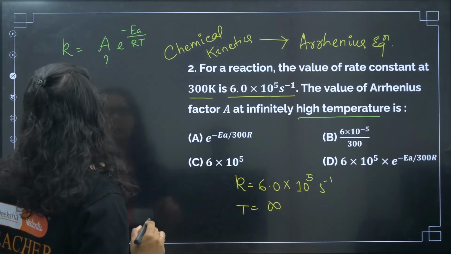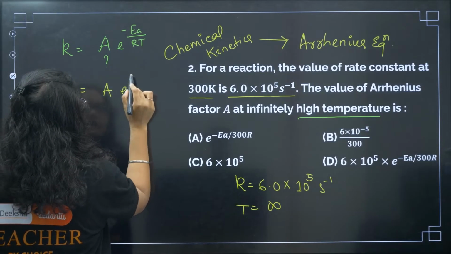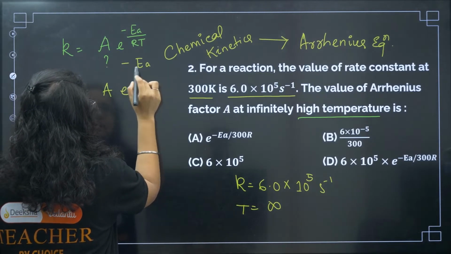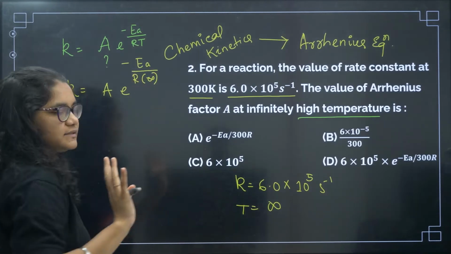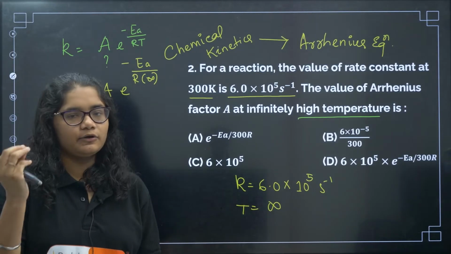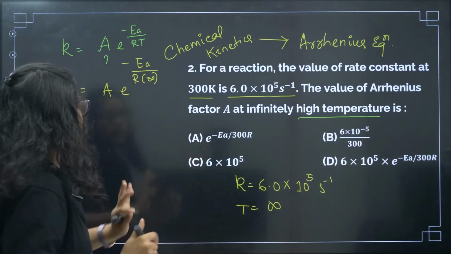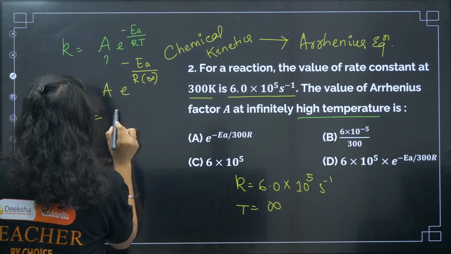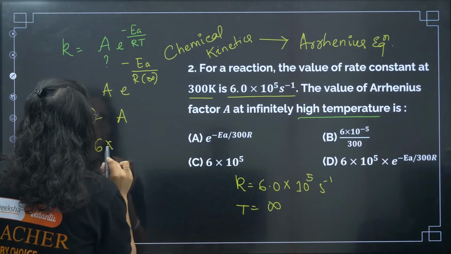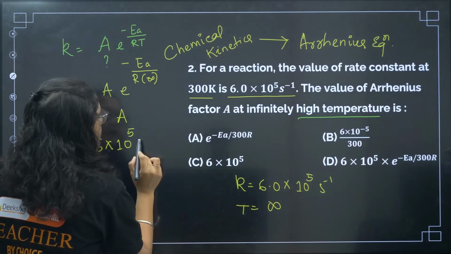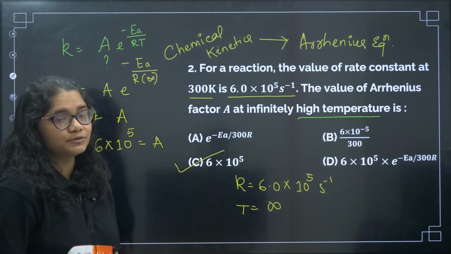Now let us substitute that here. So I'll get K equal to A into e to the power of minus EA by R into infinity, right? So this will become 0, anything divided by infinity is 0, so e to the power of 0 will be 1. So what I'll get, K is equal to A. Now we know the value of K, the value of K is 6 into 10 to the power of 5, right? So that is the value of A. So the correct answer for this question will be option number C.